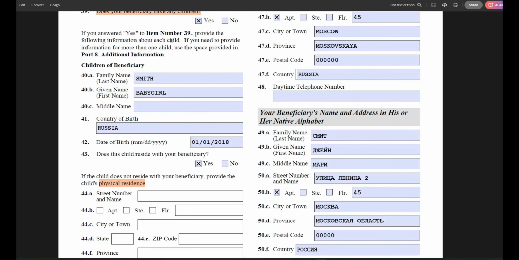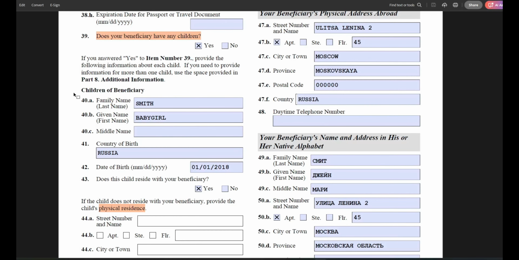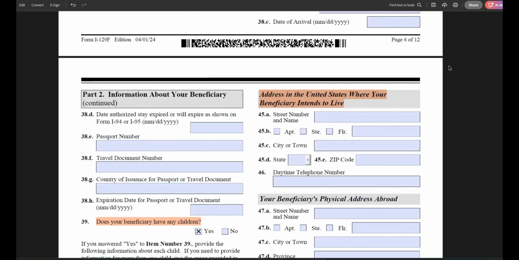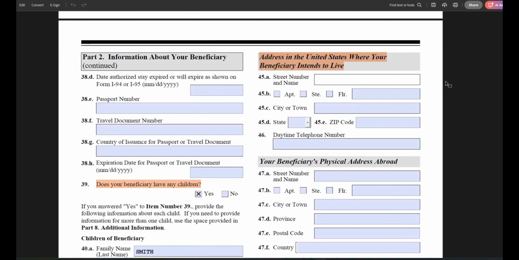When your fiancé's petition gets forwarded to the NVC, they will then ask if any of these children will be traveling with your beneficiary on a K2 visa. They will be eligible to come to the US under the K2 visa as long as they remain under 21 and unmarried at the time they enter the US. The next question asks, where in the United States is your fiancé planning to live? And most likely it's going to be the same address as the petitioner's current physical address.